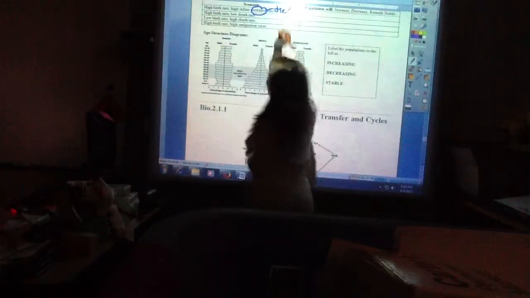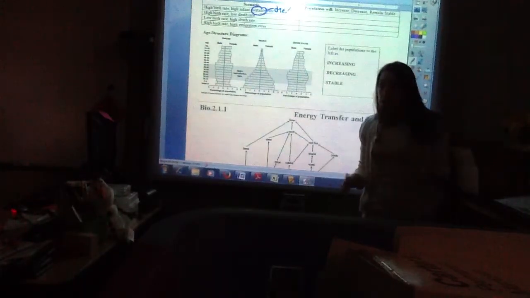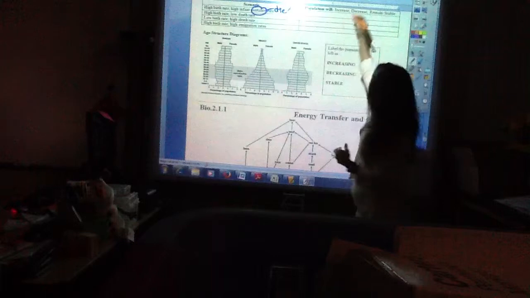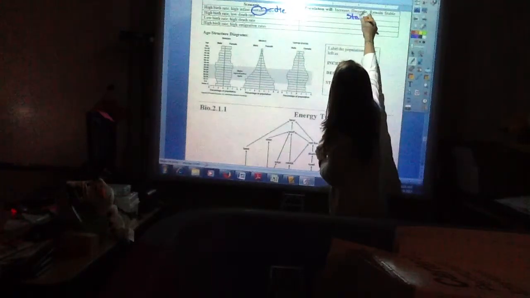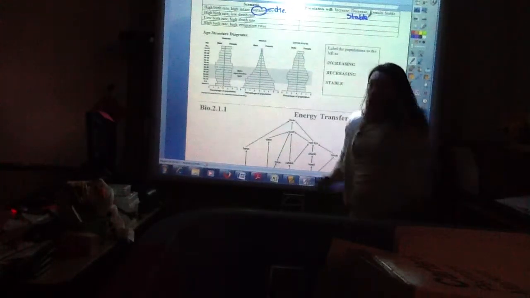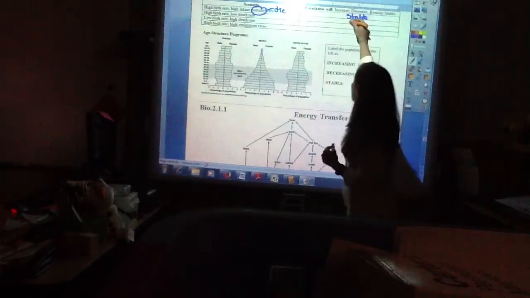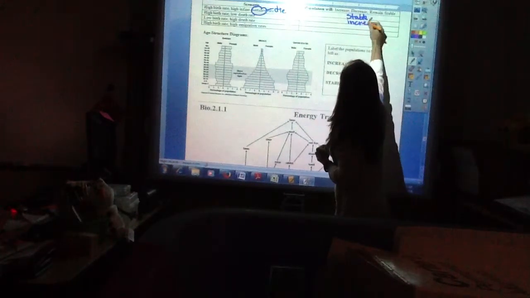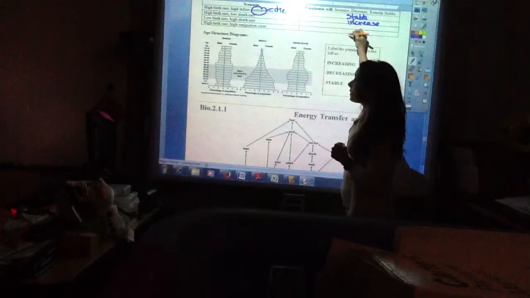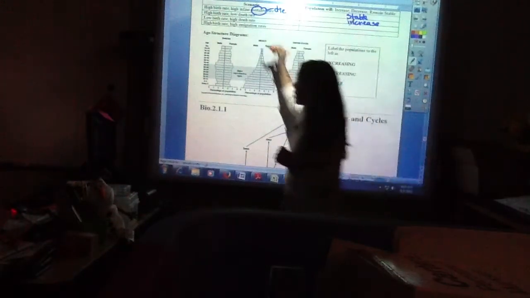They die. And so we're having a lot of babies, but a lot of those babies are also dying. That means that the population is going to be pretty stable. But if we have a high birth rate and a low death rate, that means that the population is going to increase. You should be able to look at these other two and figure them out.